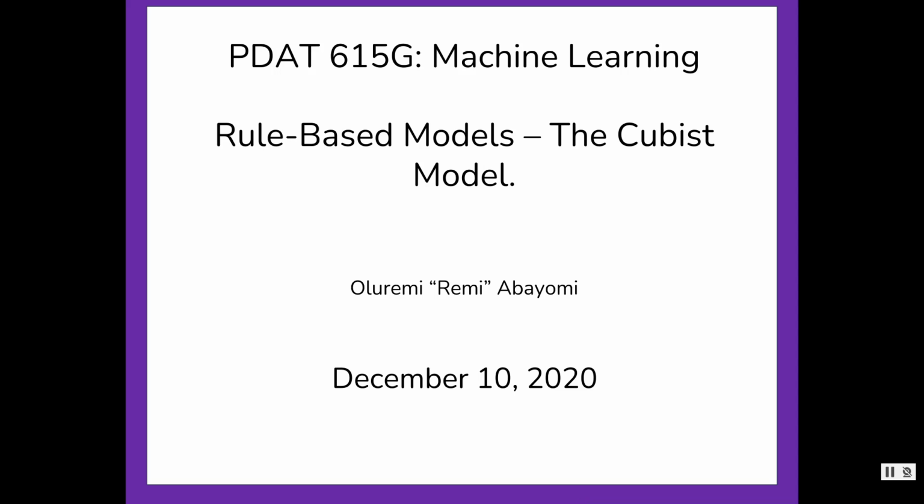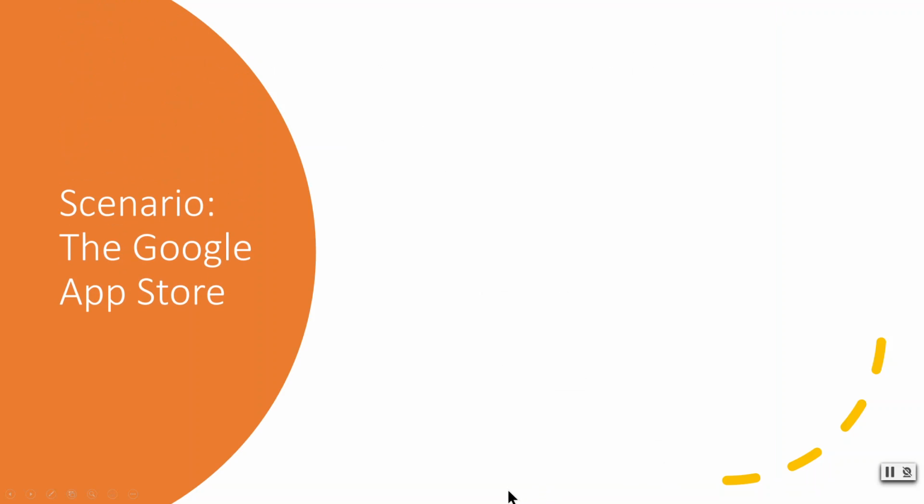So before we get on the full ride to understanding QBIS models, we'll take a quick moment to refresh on the scenario that we discussed in the last class, where we used a decision tree to build a predictive model. Let us see. The scenario we talked about relates to the Google App Store.